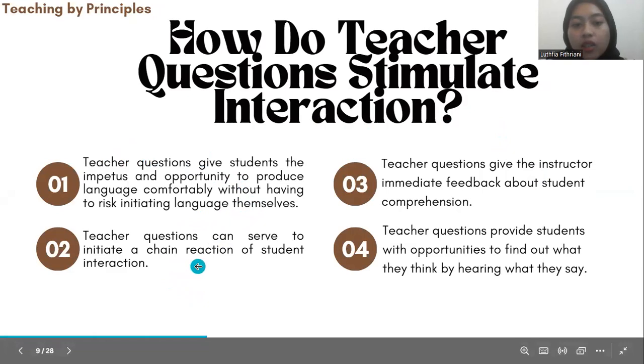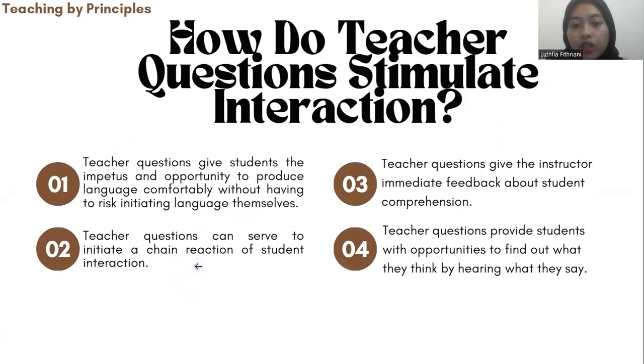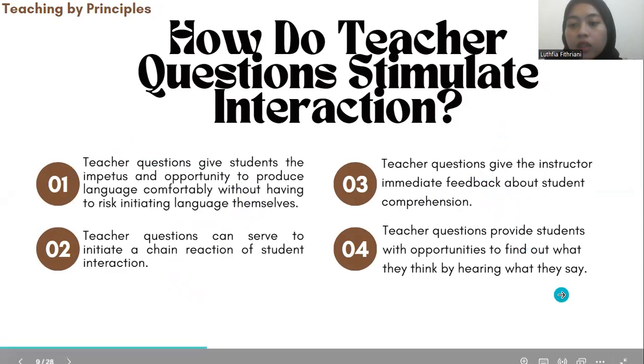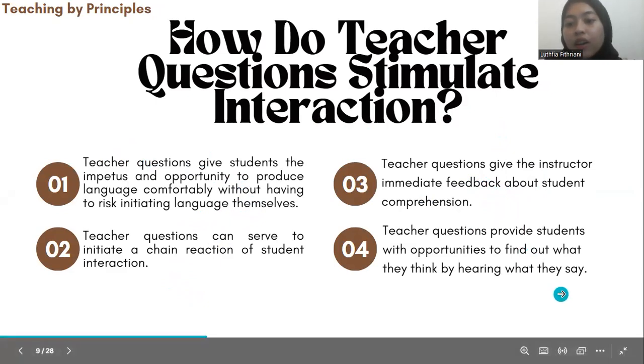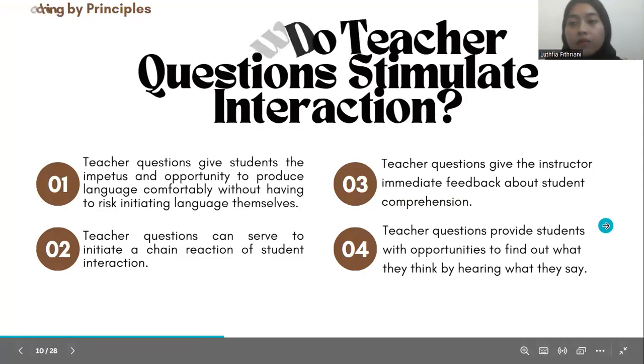Teacher questions can serve to initiate a chain reaction of the students' interaction. Teacher questions give the instructor immediate feedback about student comprehension. Teacher questions provide students with opportunities to find out what they think by hearing what they say.